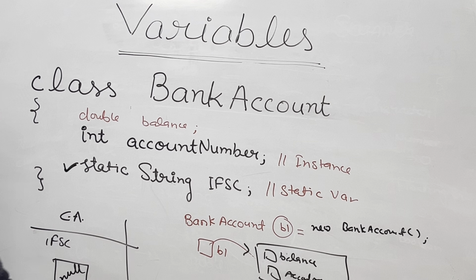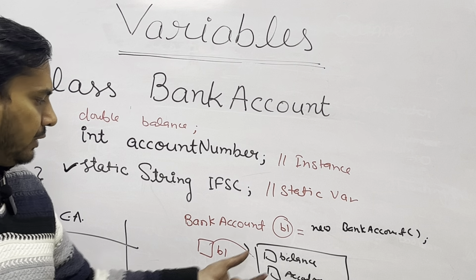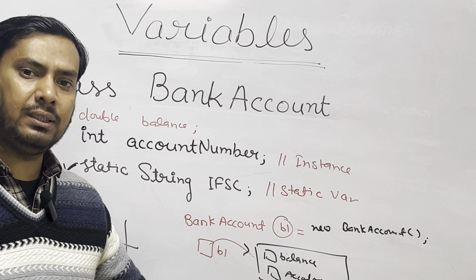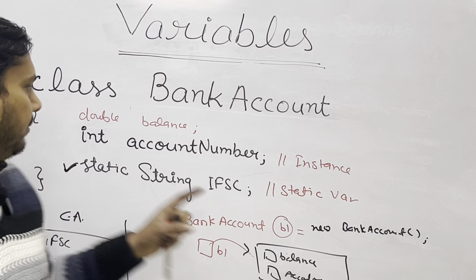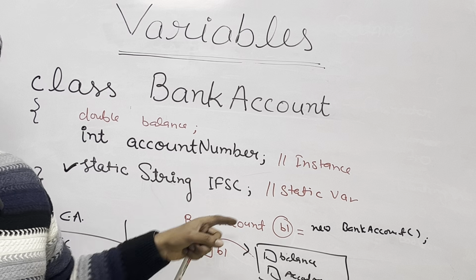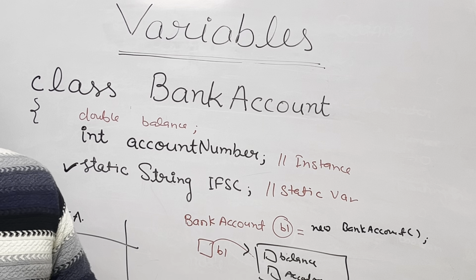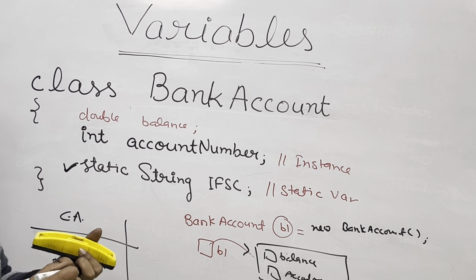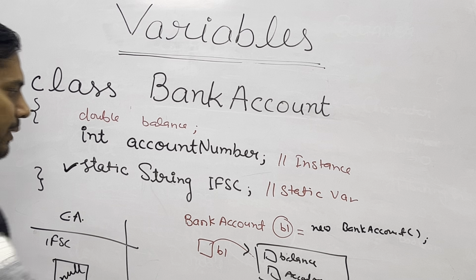Right. So these are two instance variables. Now who is going to initialize these instance variables? Constructor. But have you written any constructor? No. So what will happen? Default value will be given because these are instance variables. So what will be the default value of this balance?